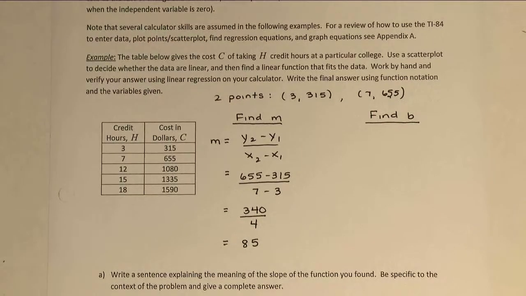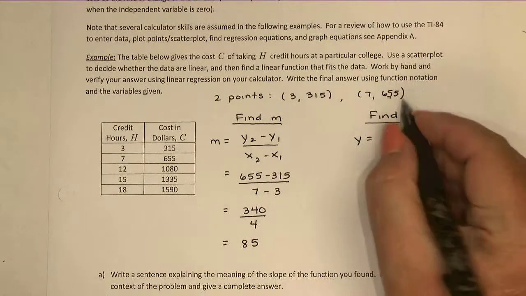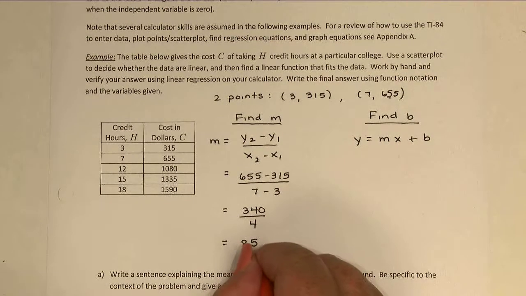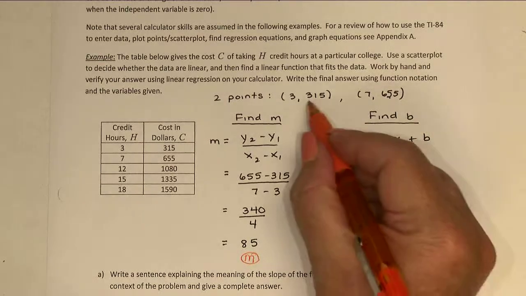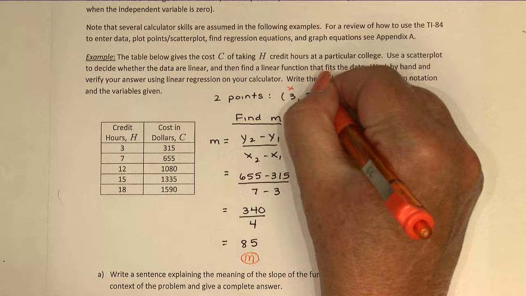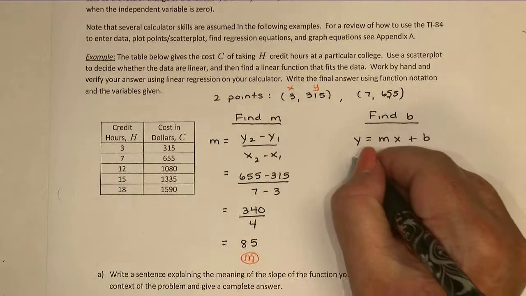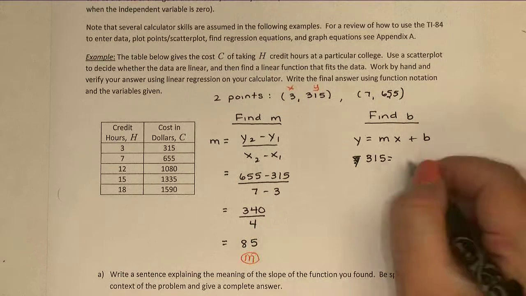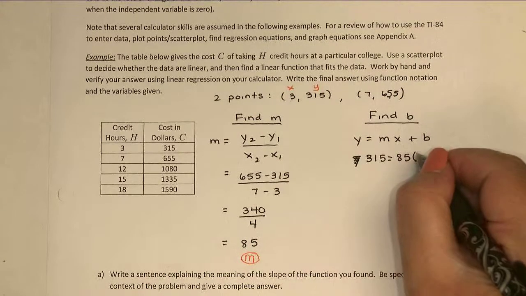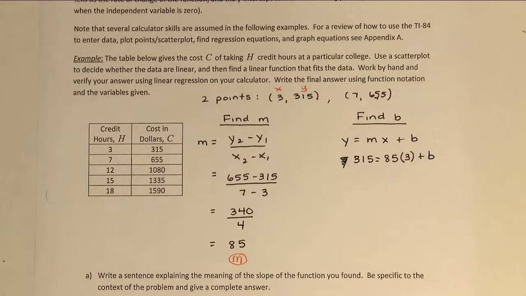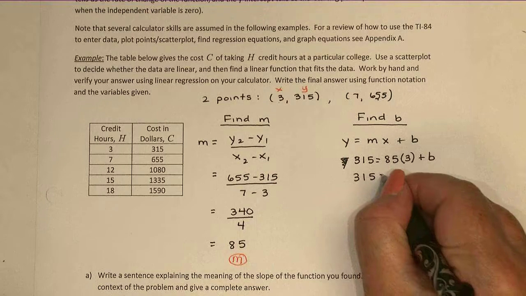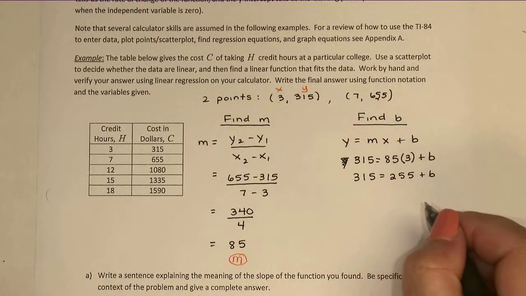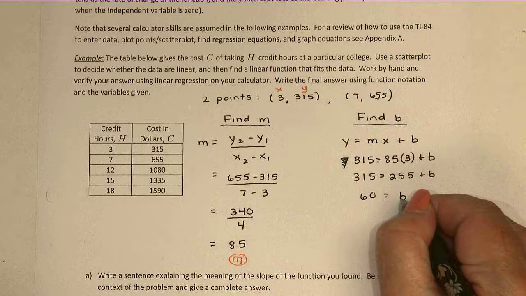All right, finding b. I'll go to my slope-intercept form, y equals mx plus b. And we already have a value for m right here. It doesn't matter which point I use. Maybe I'll just pick the smaller numbers. Let's plug in the x and the y from the first point. So y is going to be 315. The m we just calculated was 85. We'll put the 3 in for x. Plus b. 85 times 3 is 255. And 315 minus the 255 is going to give me 60 for b.